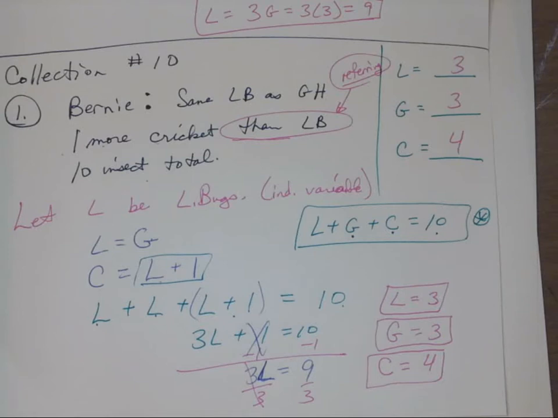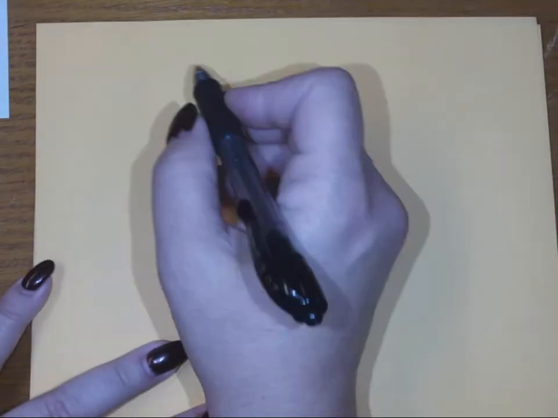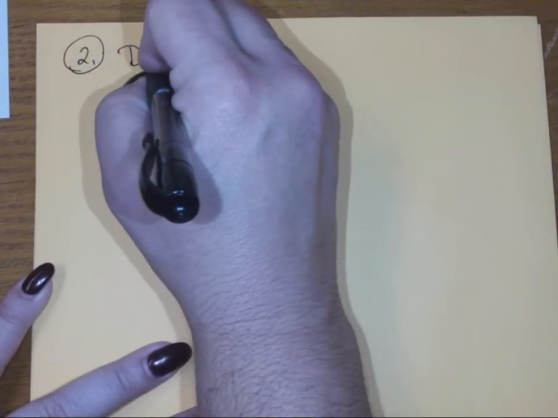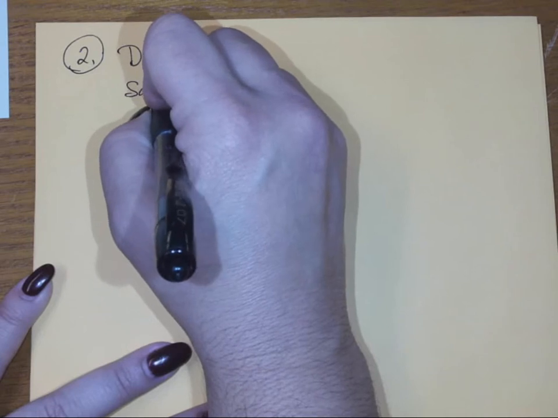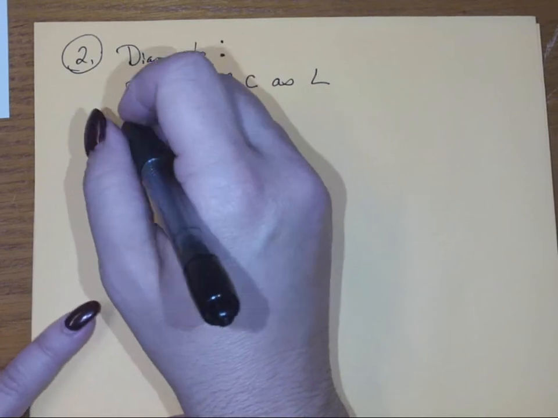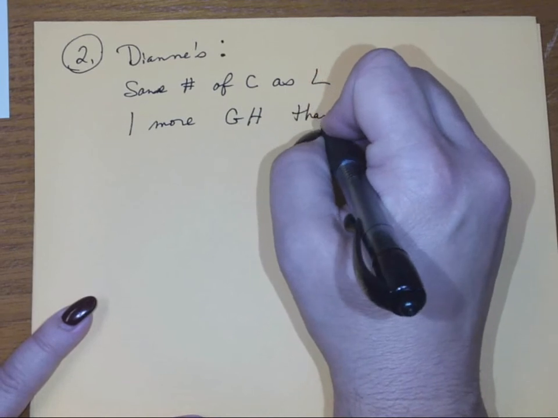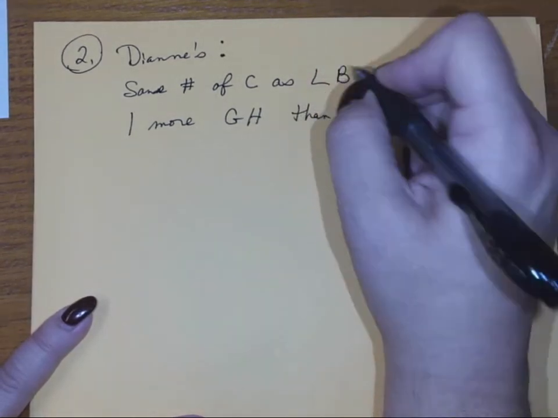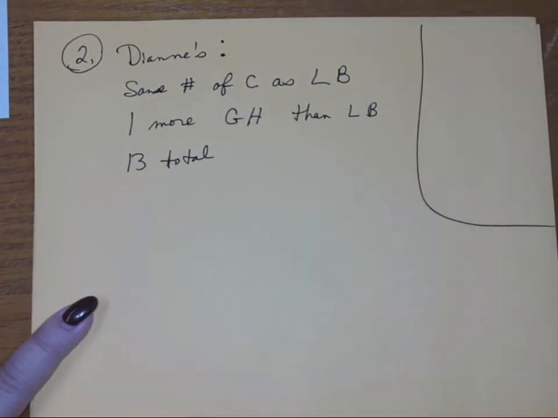All right. So we're going to go ahead and do number 2. Number 2 says Diane's collection. She's got the same number of crickets as ladybugs. I'm totally getting lazy and abbreviating now. One more grasshopper than the ladybugs. I'll put the B in there. And there are 13 in all, so 13 insects total. All right.